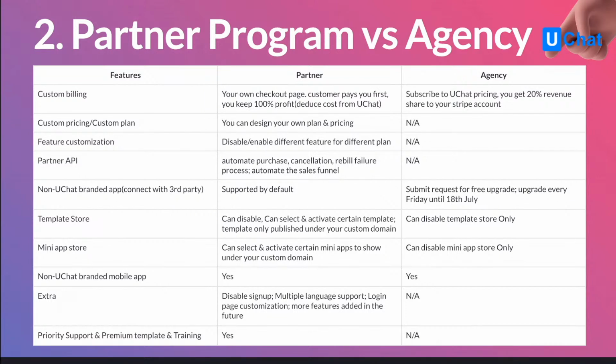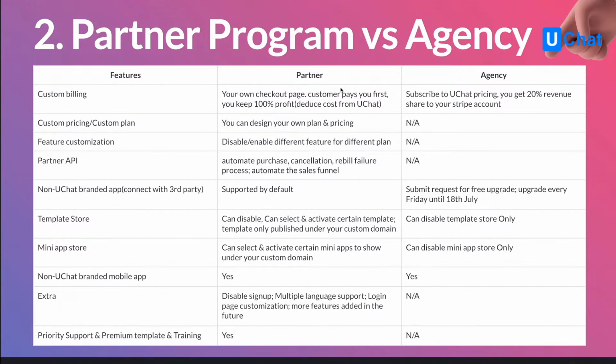I will go through them one by one. First of all, partners have custom billing. When a customer subscribes, they go to your own checkout page. The customer pays you first, and you keep 100% of the profit, deducting the cost from UChat. For agencies, it's different: the customers pay UChat at our official pricing, and you get a 20% revenue share.